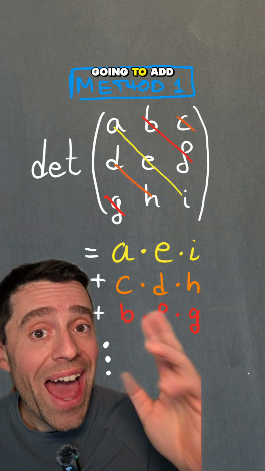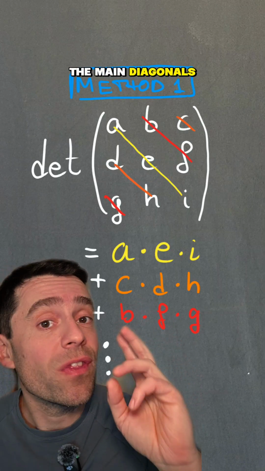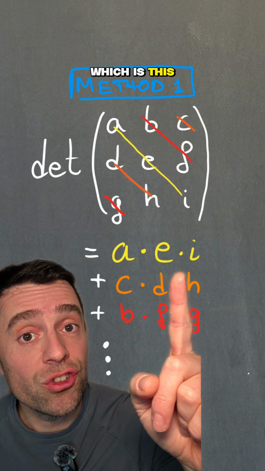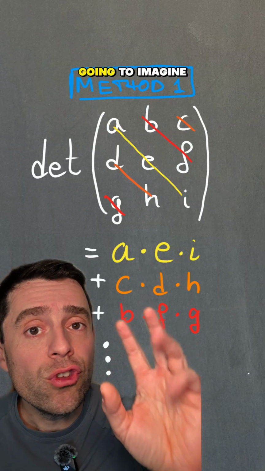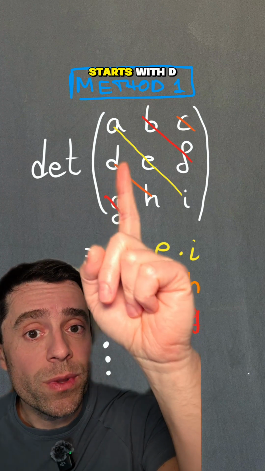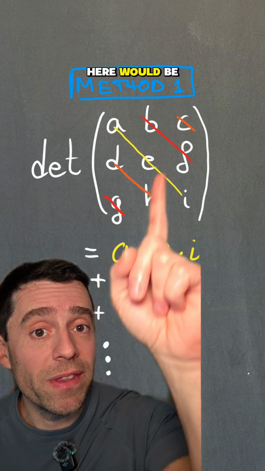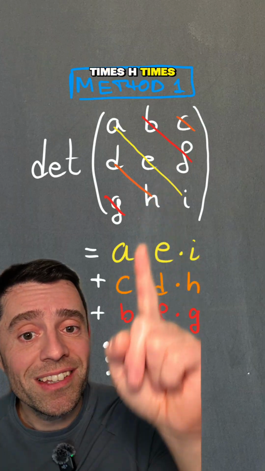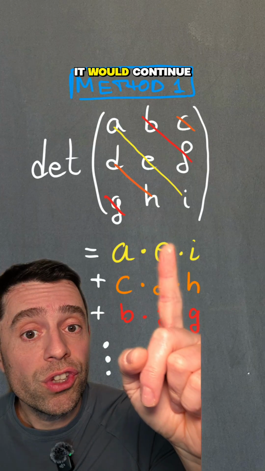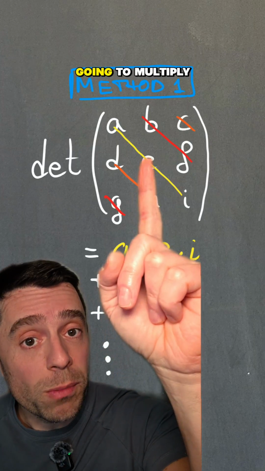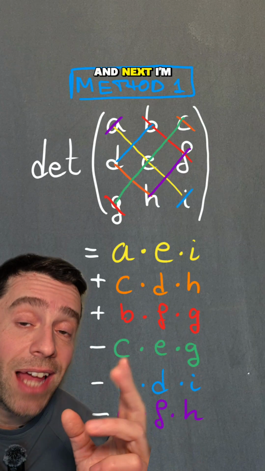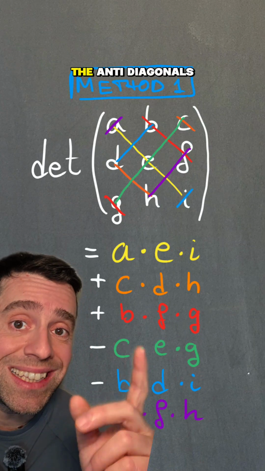So first, we're going to add up the products of the main diagonals, and there are three now. The first main diagonal is A times E times I, which is this term, plus. And now I'm going to imagine that I've replicated this same matrix below it, so that this diagonal starts with D times H, and the number that would be here would be the number C. So that's D times H times C, which is this triple product, plus, and then this diagonal would continue with the numbers B and F here, so I'm going to multiply B times F times G for the third diagonal. And next, I'm going to subtract the product of the anti-diagonals.